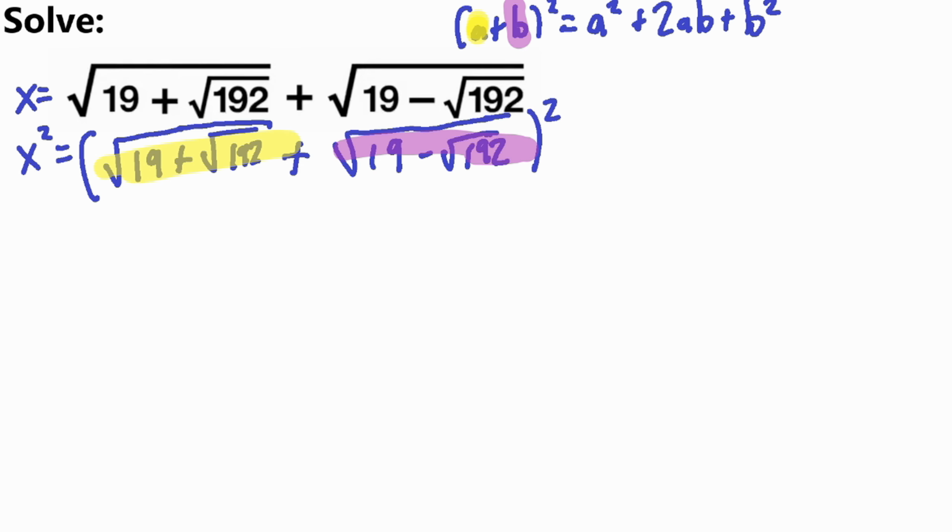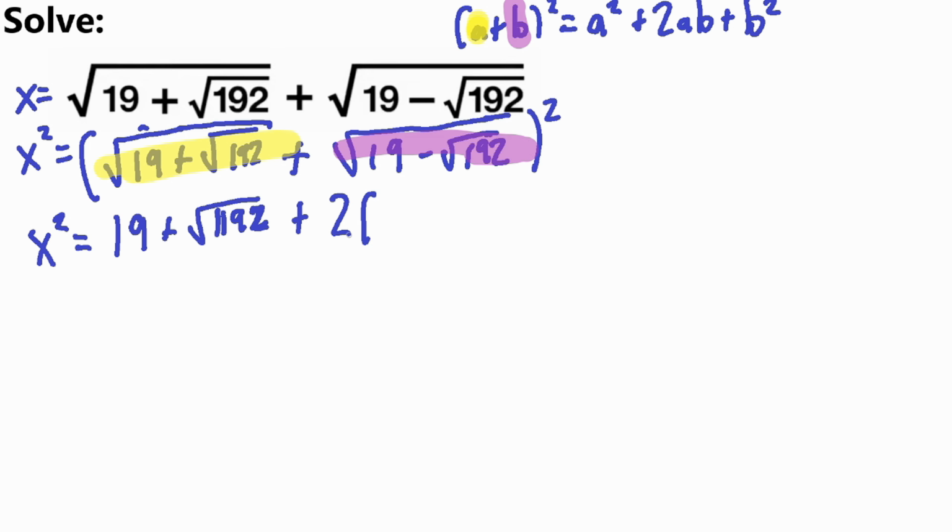So let me simplify that. We'll get x squared is equal to a squared. A is square root of 19 plus square root of 192. And if we were to square that, squared and square root cancel each other out. So we'll just take off this top square root. So it's equal to 19 plus the second square root still stays. Okay, that's important. And then that's our a squared plus 2ab.